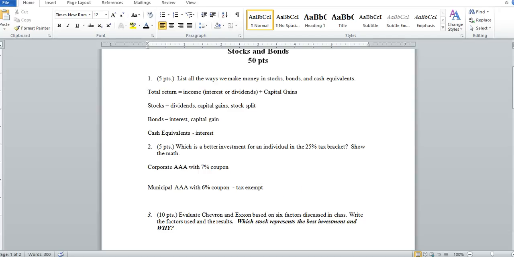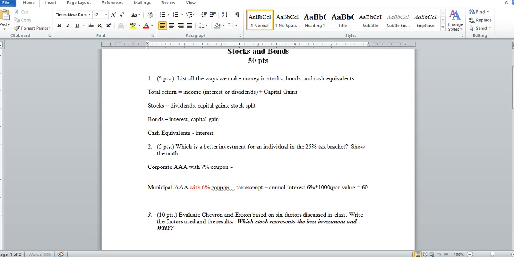So we don't pay any taxes on the earnings that we make on this muni. If I'm looking at this, I see that I have a muni with a 6% coupon rate. A 6% coupon tells me that my annual interest is going to be the coupon, 6%, multiplied by $1,000, which is par value, which is going to give me $60. That $60 I'm not going to be taxed on because a muni is tax exempt.